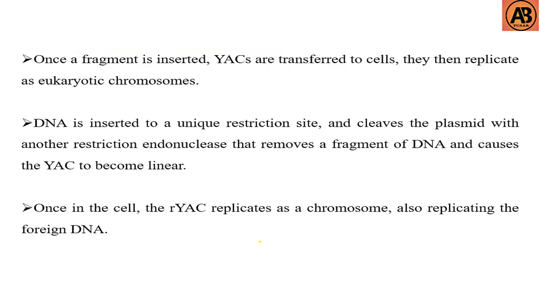Once a fragment is inserted, YACs are transferred to yeast cells. They then replicate as eukaryotic chromosomes. DNA is inserted into a unique restriction site, and the plasmid is cleaved with another restriction endonuclease that removes a fragment of DNA and causes the YAC to become linear. Once in the cell, the YAC replicates as a chromosome, also replicating the foreign DNA.